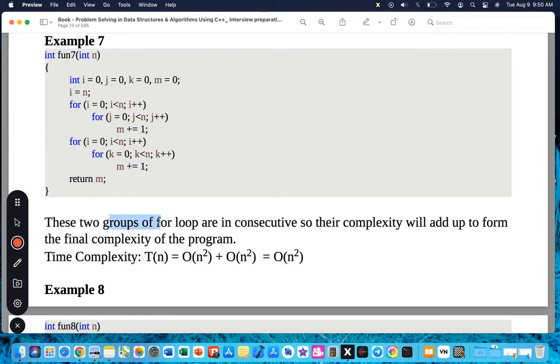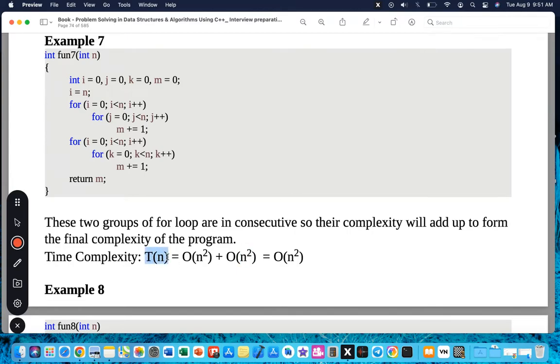These 2 groups of loops, this first group and this is the second group, are consecutive, so their complexity will add up to form the final complexity of the program. So the first one is n squared, the second one is n squared.